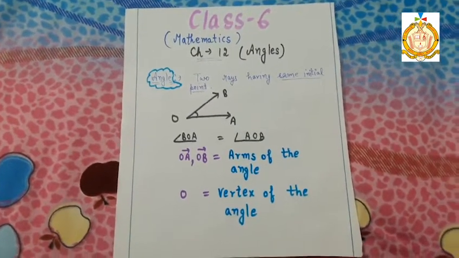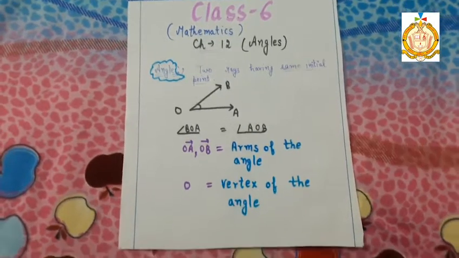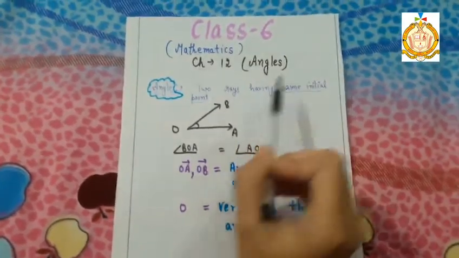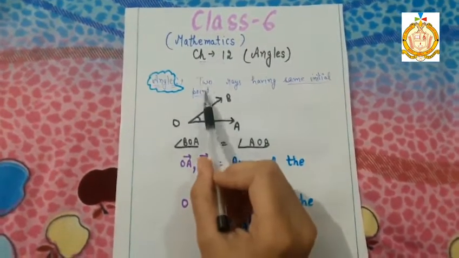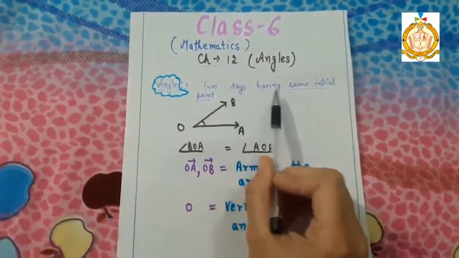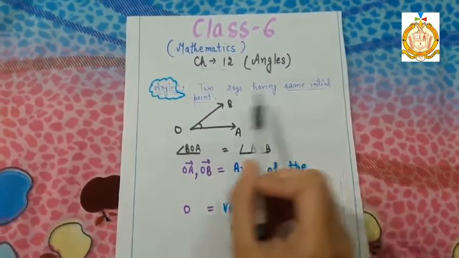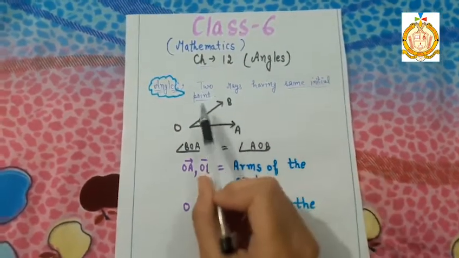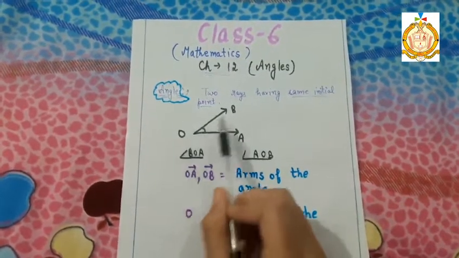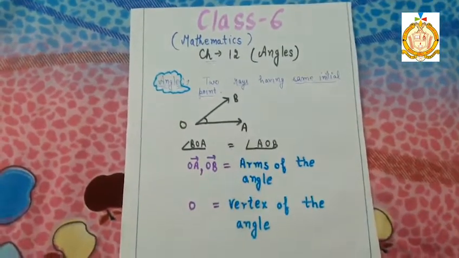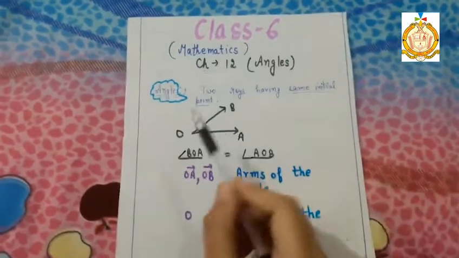Today we will start with our chapter number 12, Angles. What is an angle? An angle is formed when two rays have the same initial point. Initial point means starting point. Here the rays OA and OB have the same initial point O.